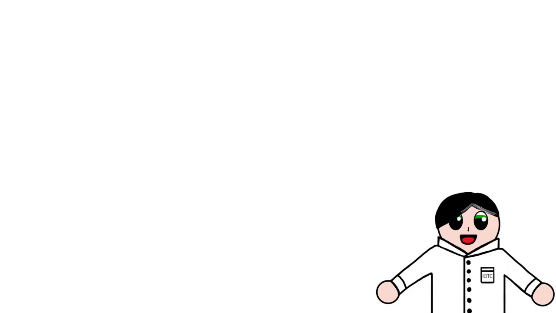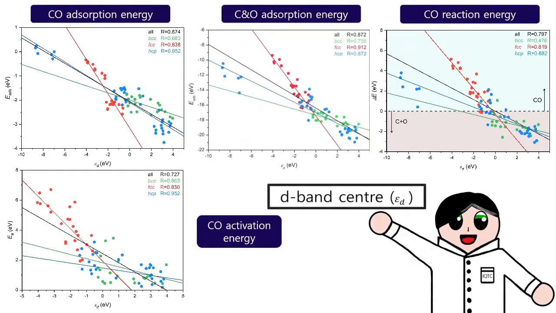Let's start talking about trends and descriptors. For the four different properties that have been calculated, being them the CO adsorption energy, the carbon and oxygen co-adsorption energy, the carbon monoxide dissociation energy, and the carbon monoxide dissociation activation energy, trends have been found. But most importantly, the d-band center has been found to be a good descriptor for the four of them when we compare all the data together, but better when we separate each of the transition metal surfaces depending on the crystalline structure.